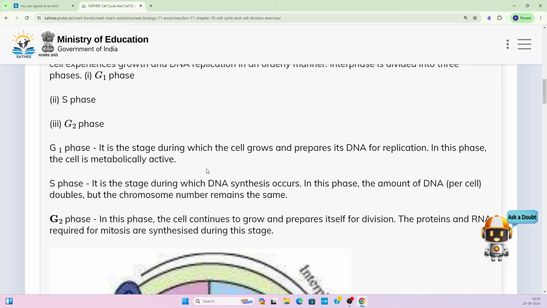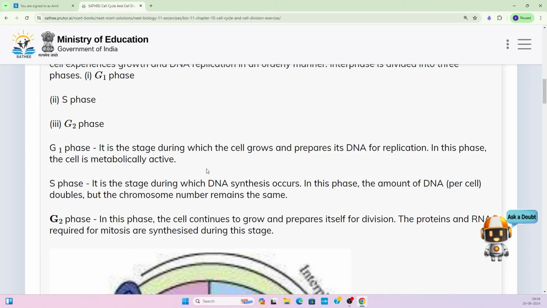Right? So this is a very, very active phase. And in this phase, the cell is metabolically active, right? It is very highly metabolically active. So it synthesizes all the proteins, all the enzymes that are required for the process of replication, because replication is just going to take place in the next stage. That is the S phase.